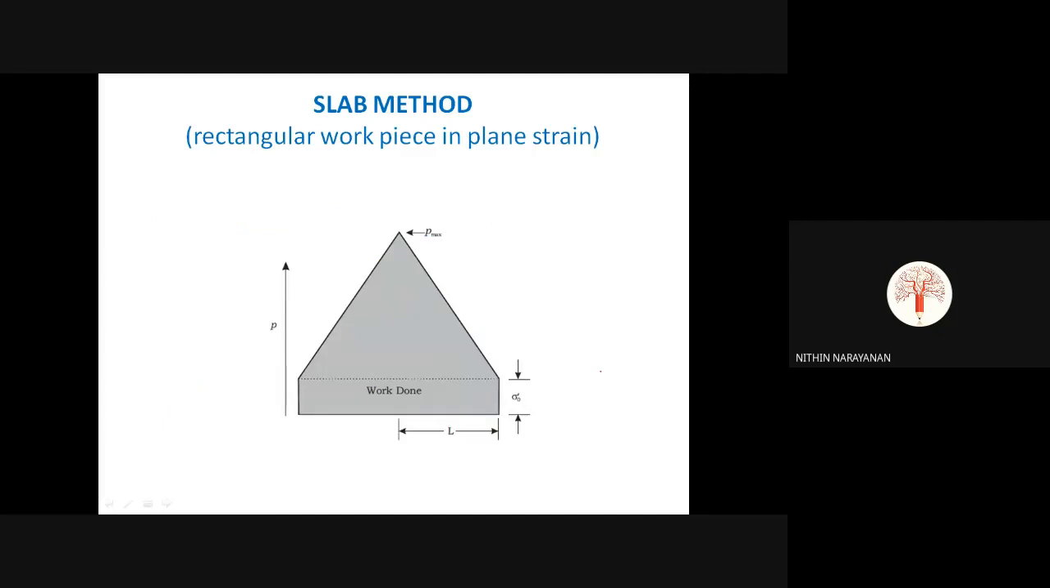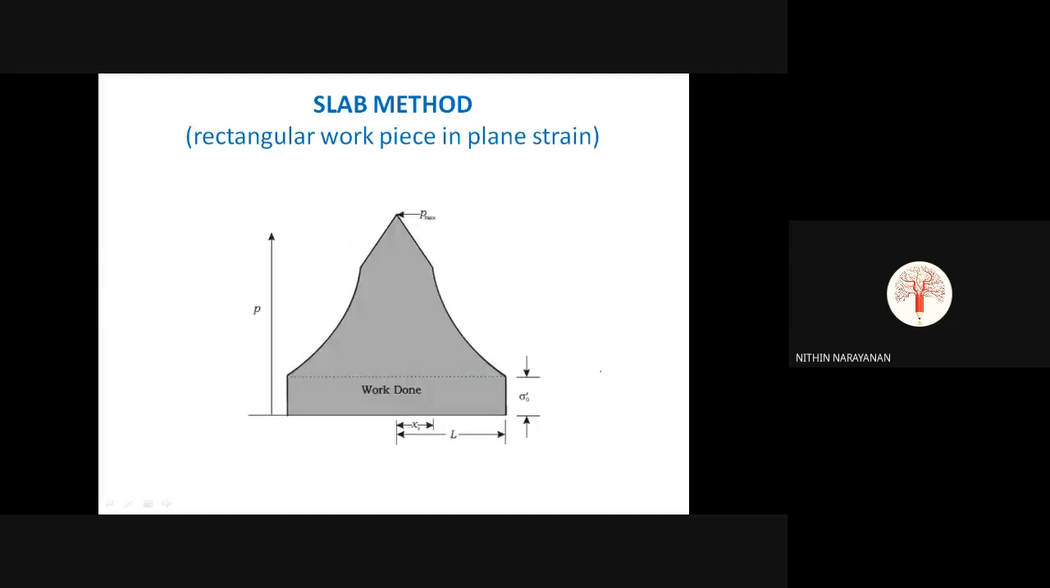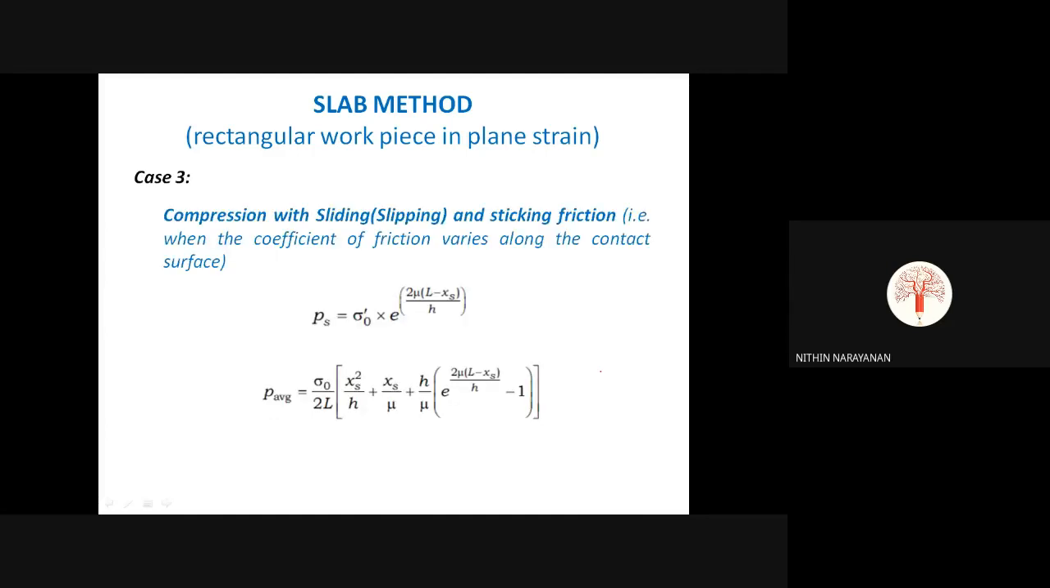Here also we get a friction hill curve, similar to the one you can see on the slide. The third case is compression with both sliding or slipping and sticking friction combined, because the coefficient of friction varies along the contact surface. In that case also we get equations for both the forging pressure and the average pressure.